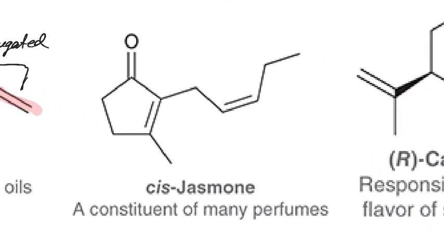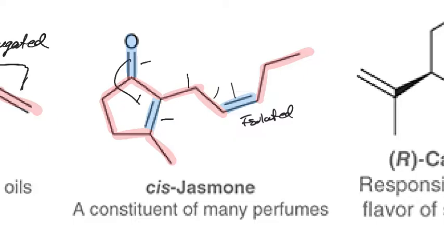For cis-jasmone, it's a constituent of many perfumes. Maybe it comes from jasmine. All right, let's highlight the double bonds and single bonds. Let's do double bonds in blue, single bonds in red this time. We've got a double, single, single, so this one is isolated. We've got double, single, double, so these are conjugated.